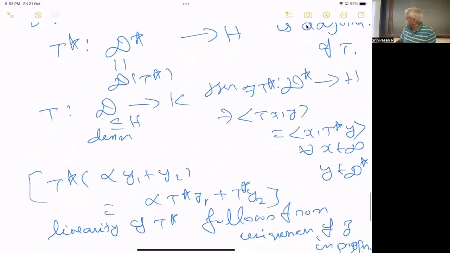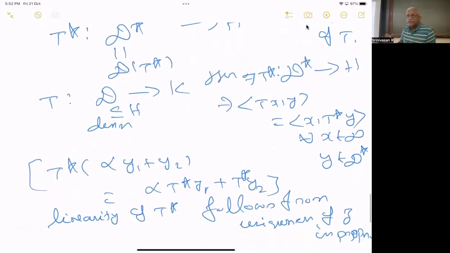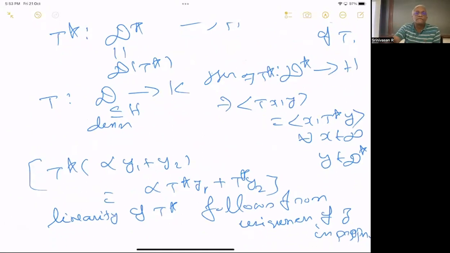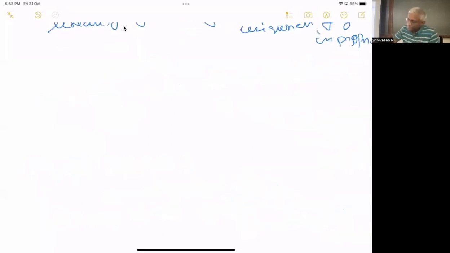Okay. So the definition is clear. T star is clear, no? We'll go to the. Also, I forgot to bring the paper. Let's keep it. I can't find.